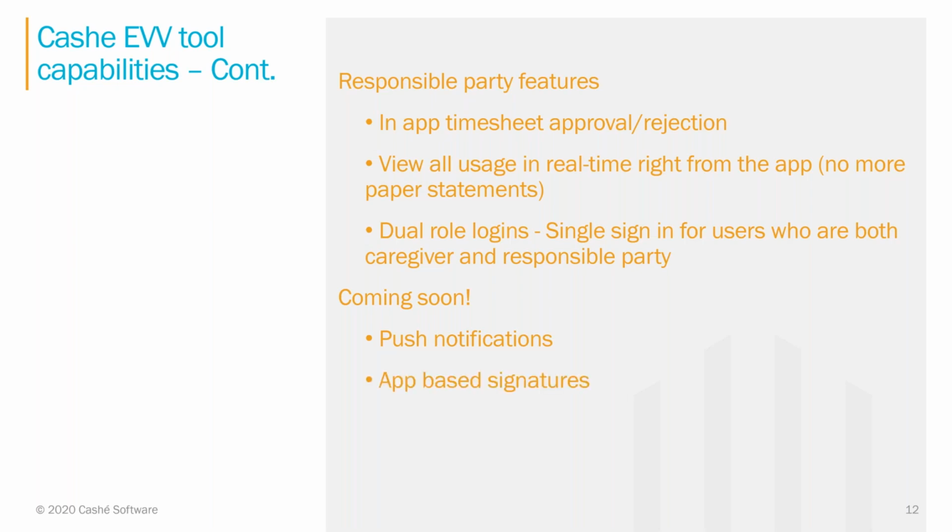App-based signatures. When logging in as an RP, wouldn't it be great to sign off on documents to support your client right from your app? Or as a caregiver, wouldn't it be nice to be able to read the client documentation and sign right on your screen? This is an enhancement that will be coming soon. In biometrics, we've recently added the ability to save the password in the app, but we're expanding this to include biometrics. If set up by the user, this will support either the fingerprint recognition or the face recognition abilities on the device.